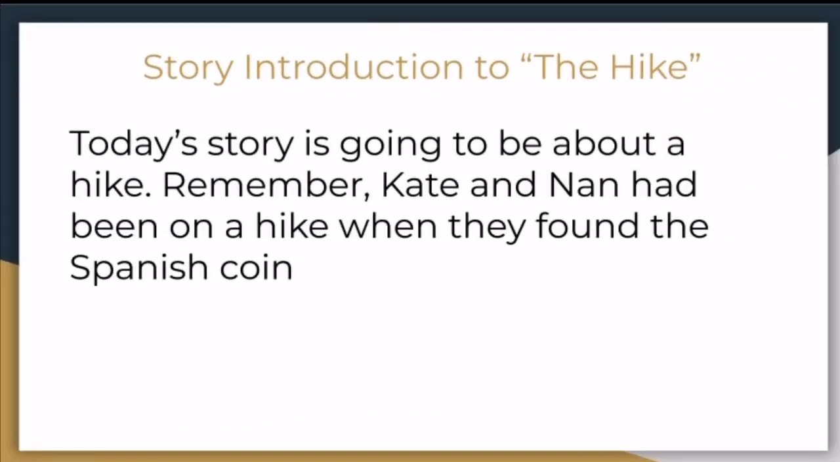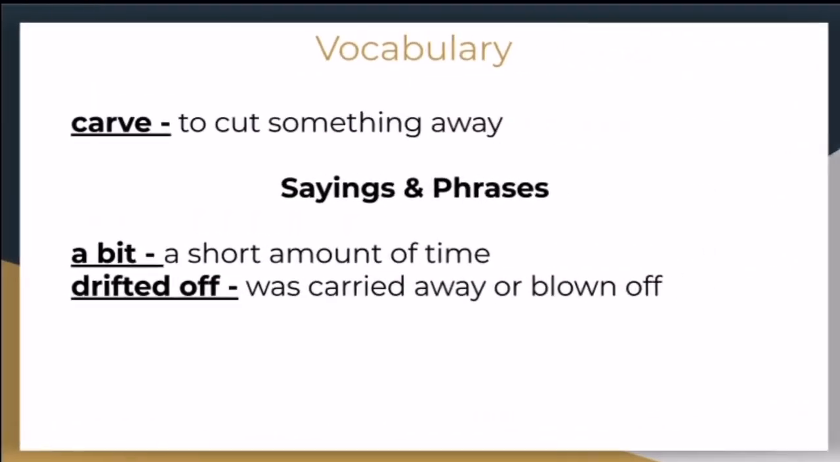Now we're going to read the story, The Hike. Today's story is going to be about a hike. Remember, Kate and Nan had been on a hike when they found the Spanish coin. Let's take a look at our vocabulary.